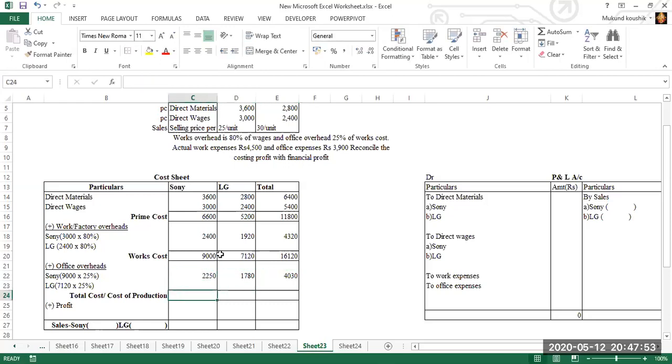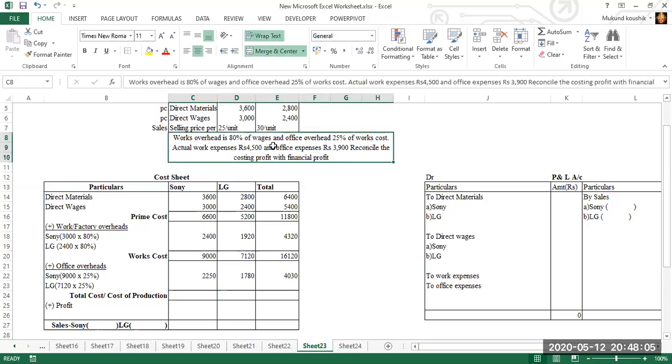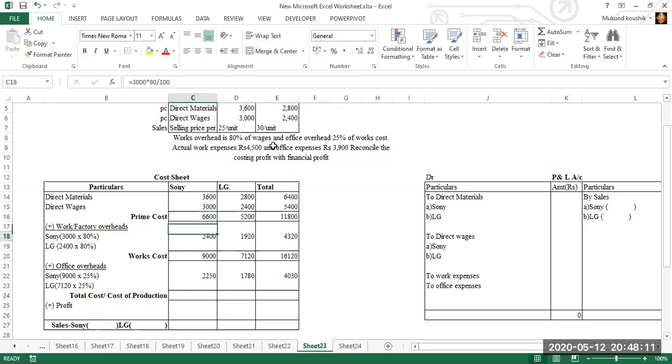Then we have to arrive at cost of production. Now for prime cost, if you add work and factory overheads, you arrive at work cost. So once you get work cost, again if you add office overheads to work cost, you will arrive at cost of production. Now in this question again they have nowhere given there is selling and distribution overhead. That means selling and distribution overheads is not there in this problem. So whatever cost of production you get, that itself will be the total cost in this problem. So how do we get this total cost? Work cost of 9,000 plus office overheads of 2,250 in case of Sony, and again here in case of LG, your works cost plus your office overheads of 1,780. That will be your cost of production or total cost.